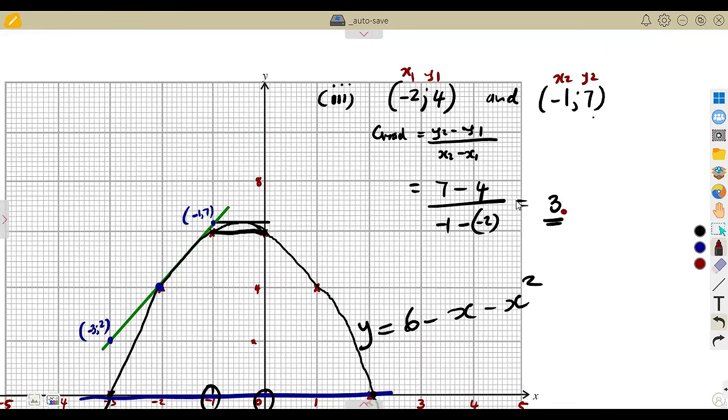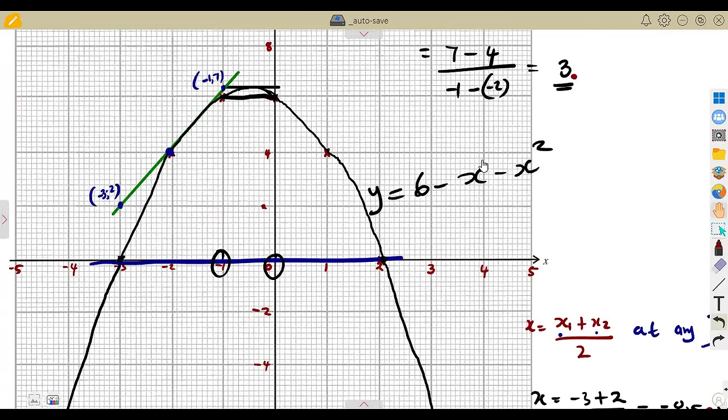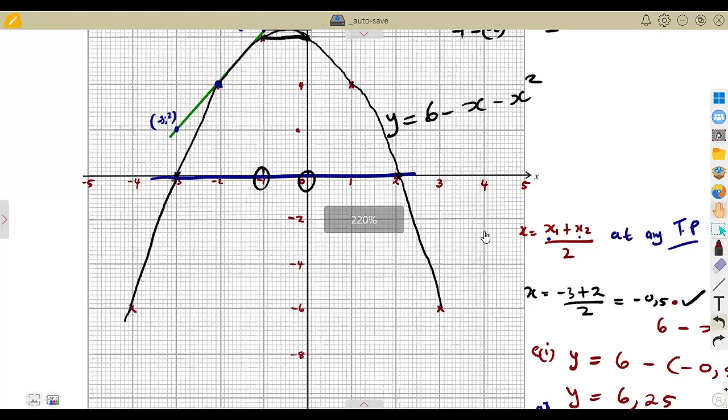But according to you, you might have maybe 3.1 or 2.9. Yes, they are going to mark those answers. Just try to make sure that your answers are within the interval that you are given. So that is the gradient.